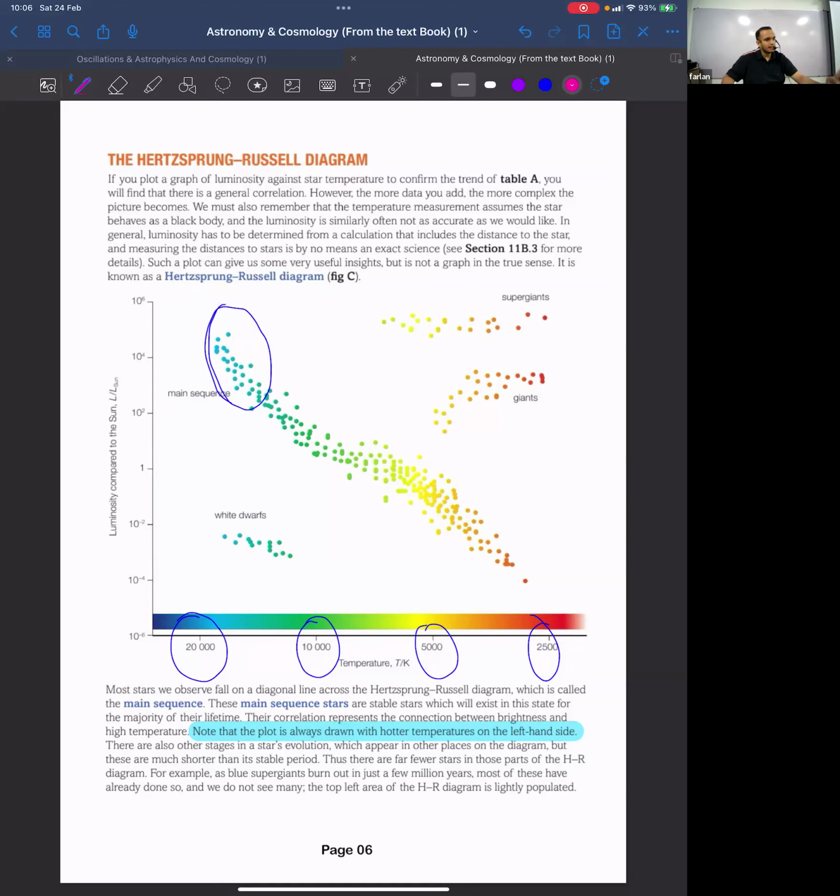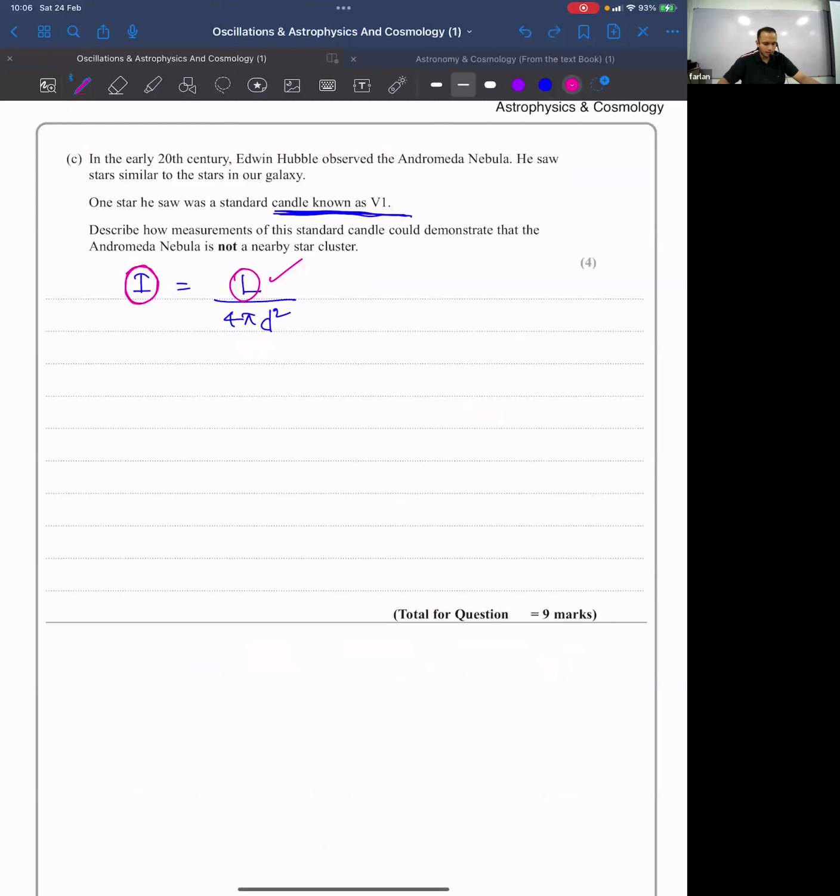Full stop. And then it can be derived. It is not a close by star, or it is not a nearby star cluster.